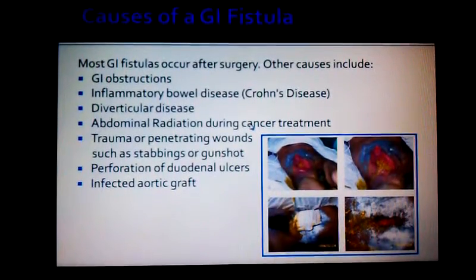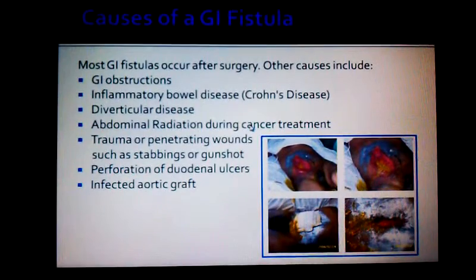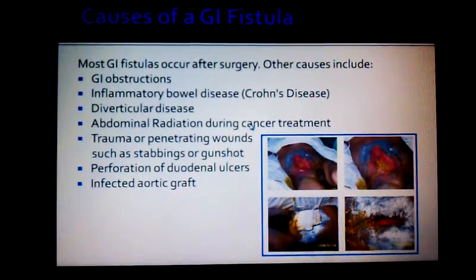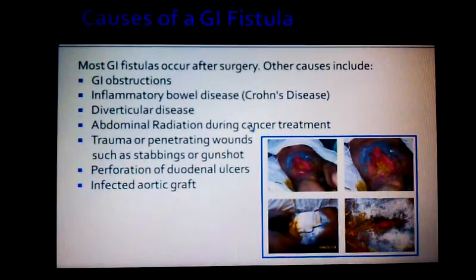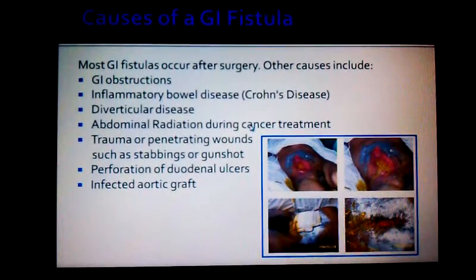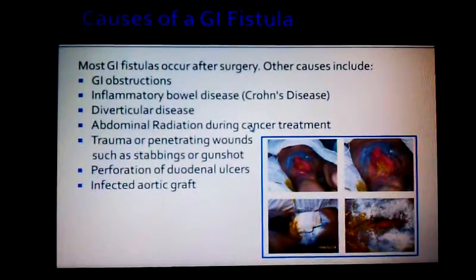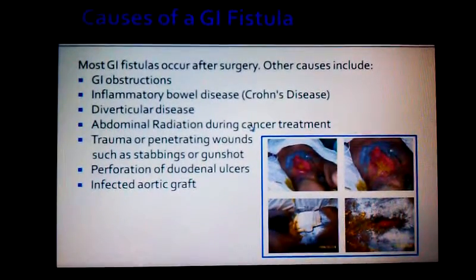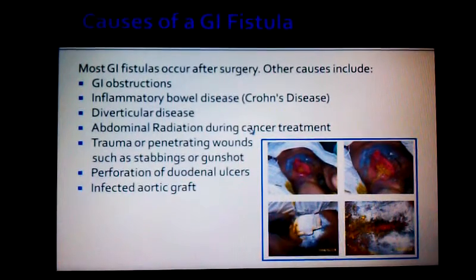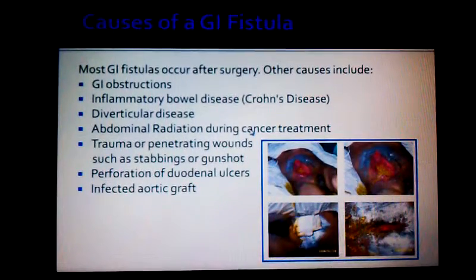Causes of a GI fistula. Most GI fistulas occur after surgery. Other causes of fistulas can be from a GI obstruction, inflammatory bowel disease such as Crohn's, diverticular disease, abdominal radiation during cancer treatment, trauma or penetrating wounds such as a stabbing or gunshot, perforations of duodenal ulcers, or infected aortic grafts.